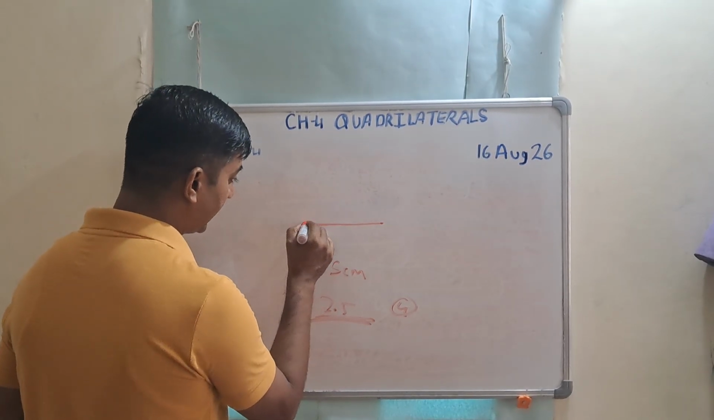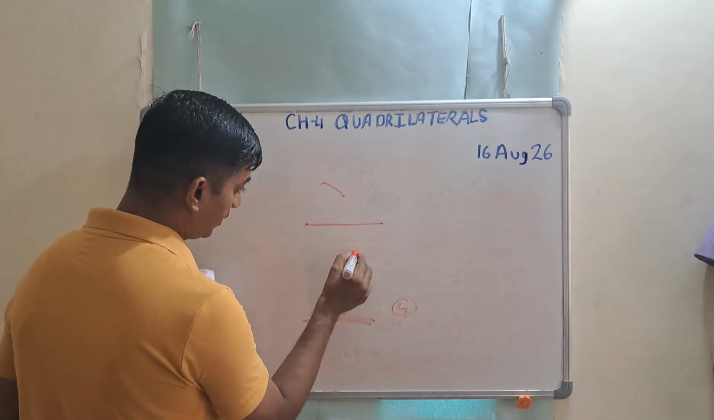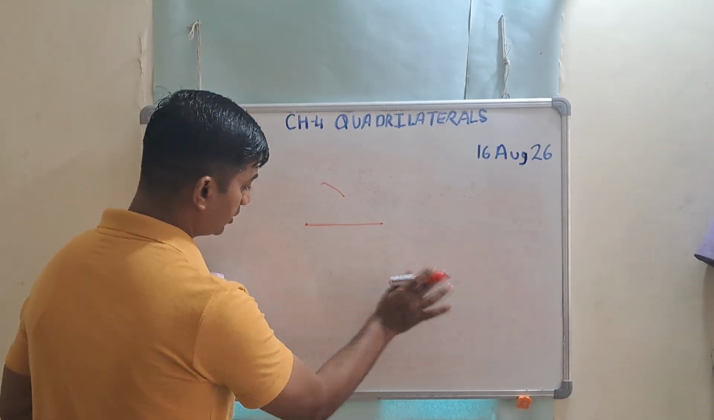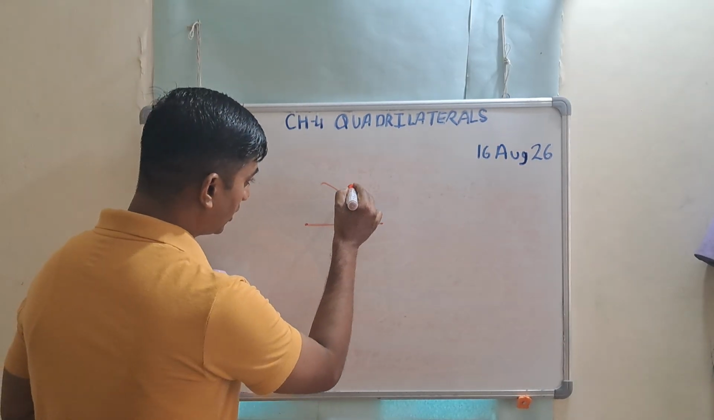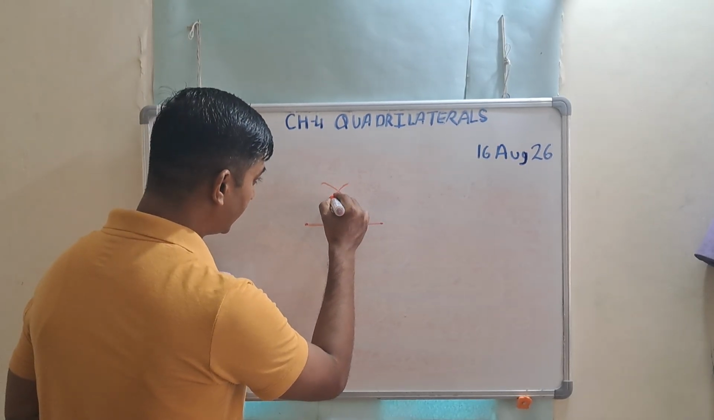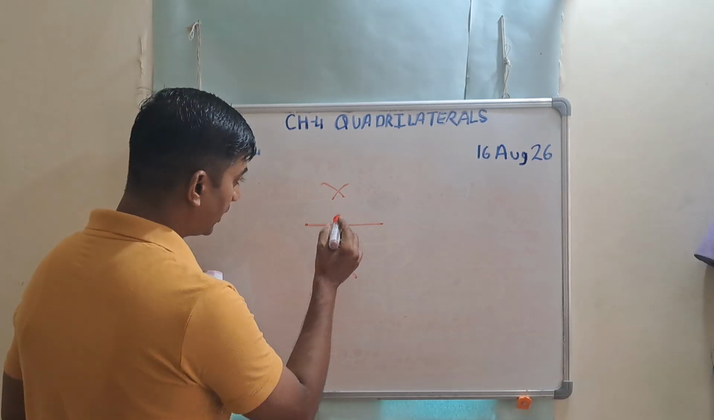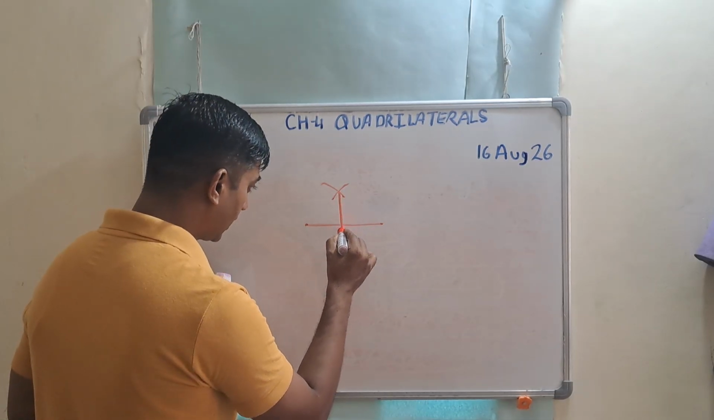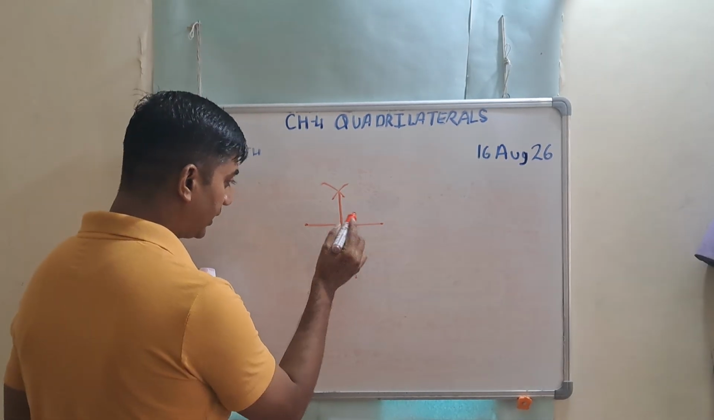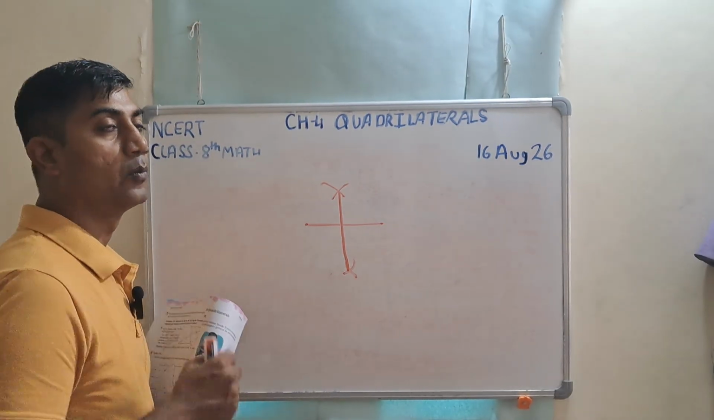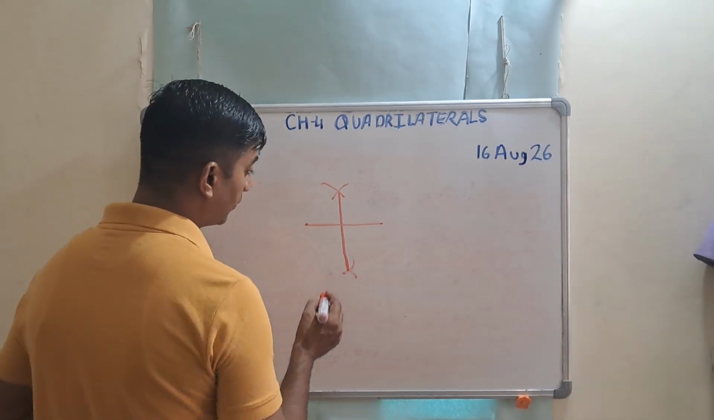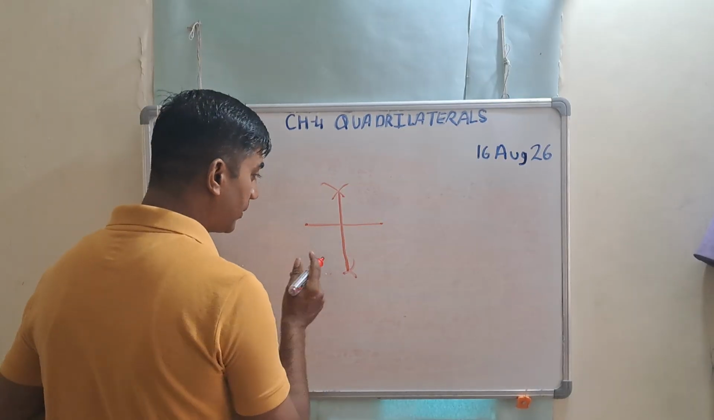From this end point, make an arc above side and below side, and from here also make an arc with the same radius above side and below side, and simply join this. When you join this, you will find that they are perpendicular, and we know that the diagonals of a rhombus are perpendicular. So now this length is 5 centimeter.